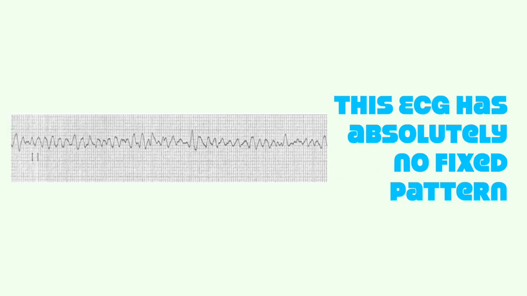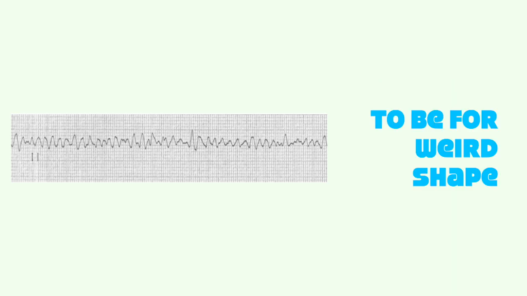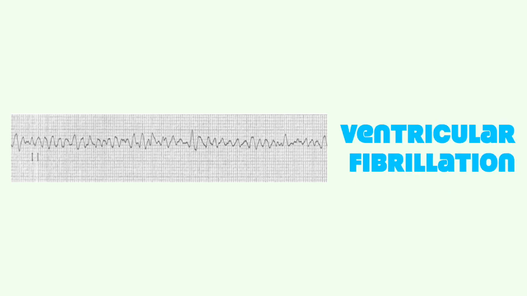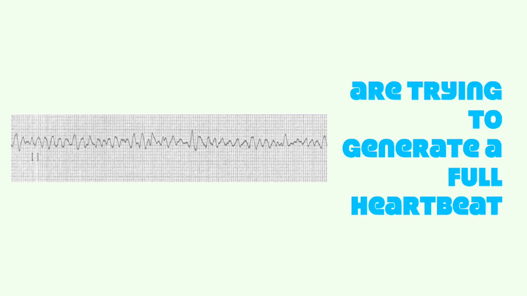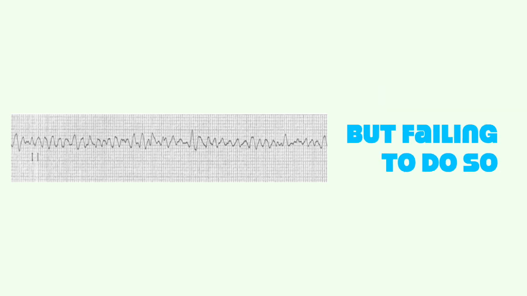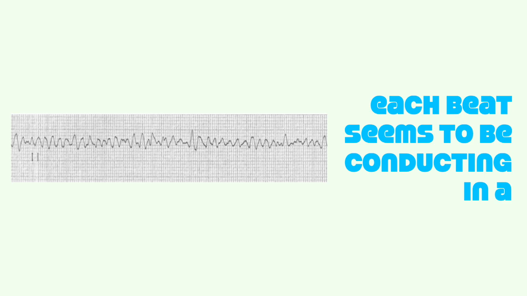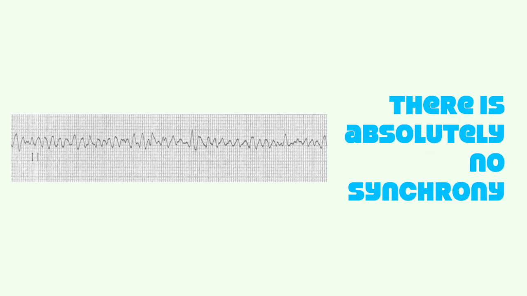This ECG has absolutely no fixed pattern. It appears very fast, and each wave seems to be of a weird shape. An ECG like this is as worrying as it gets, because this patient is in ventricular fibrillation. The ventricles here are quivering. They are trying to generate a full heartbeat, but failing to do so. And the inconsistent shape suggests that each beat seems to be conducting in a different manner. There is absolutely no synchrony.